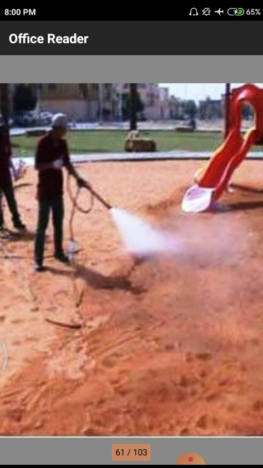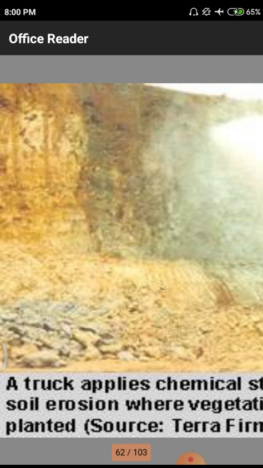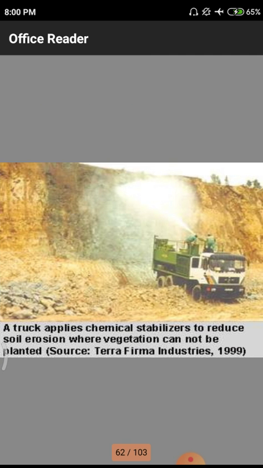This is also a spraying technique. They are sprayed with a high amount of force onto the soil, so that there will be penetration up to some depth. That means 2 inches or 3 inches of penetration takes place due to the huge amount of force used. It is also a forcing technology. By using a jet of water, they spray those chemicals onto the soil.